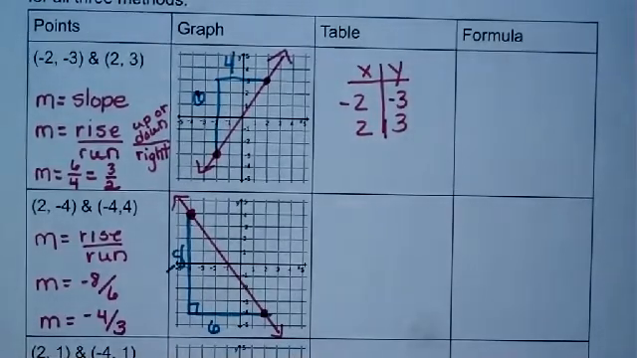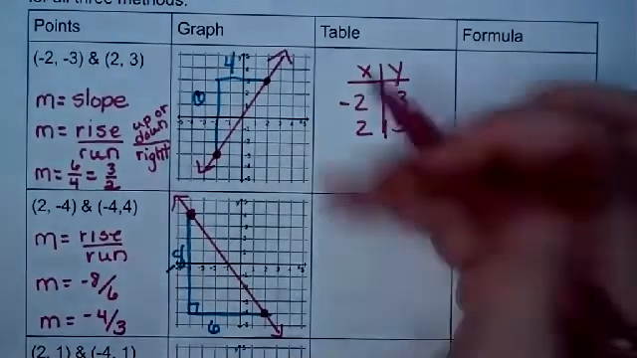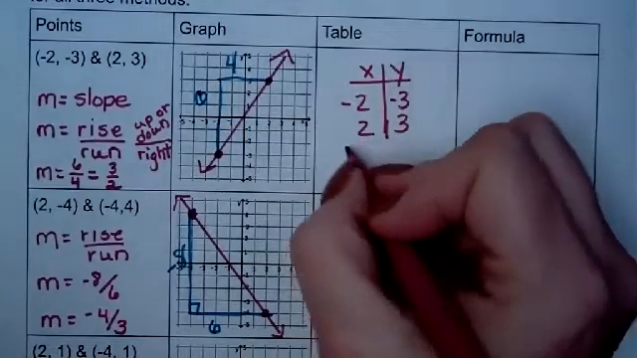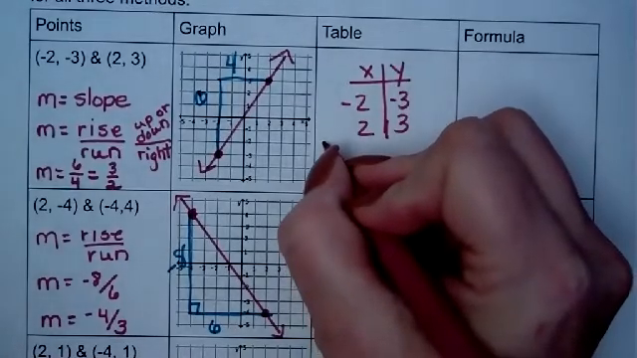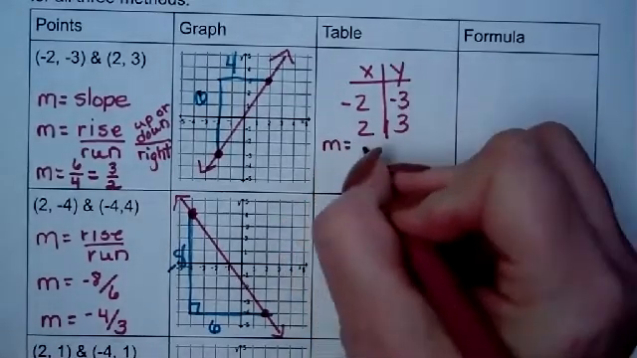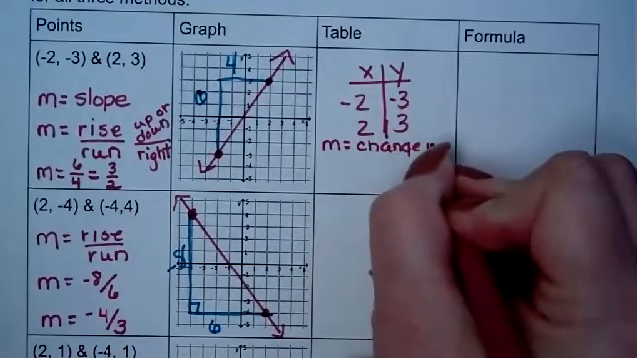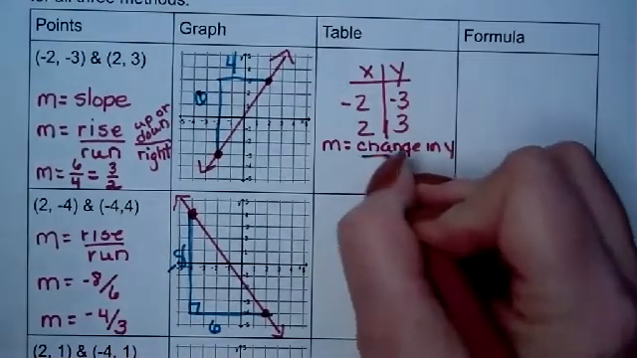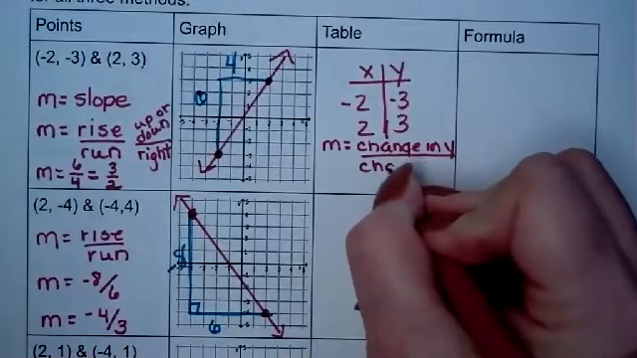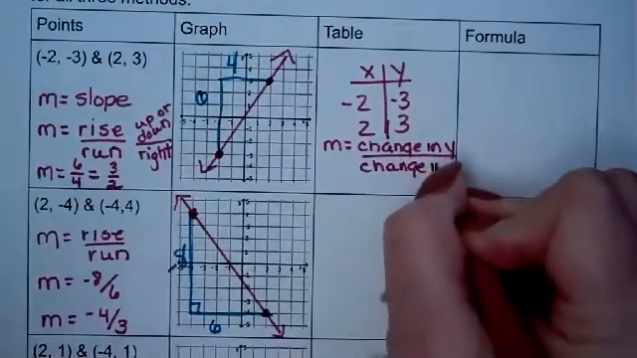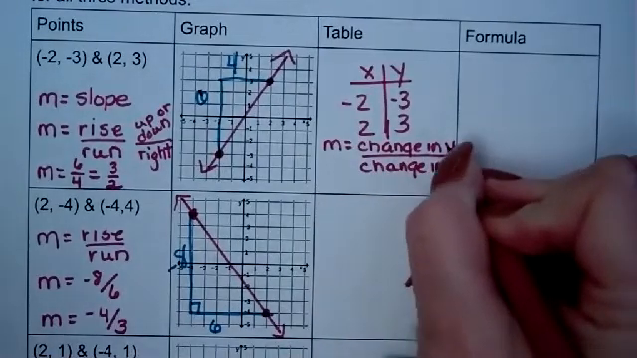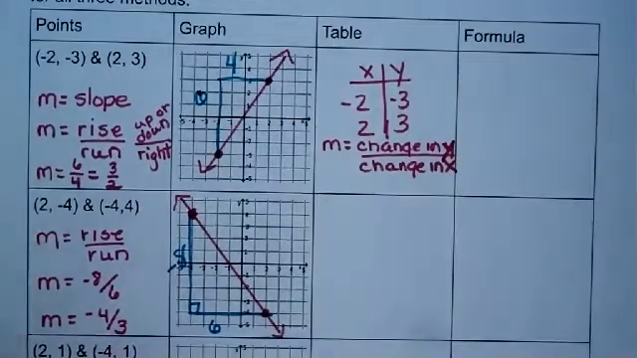Now, if you want to use the table of values method, our little way of remembering is this: m is the change in y over the change in x. That's a y right there. Okay, so change in y over change in x. Now, there's a symbol for that.